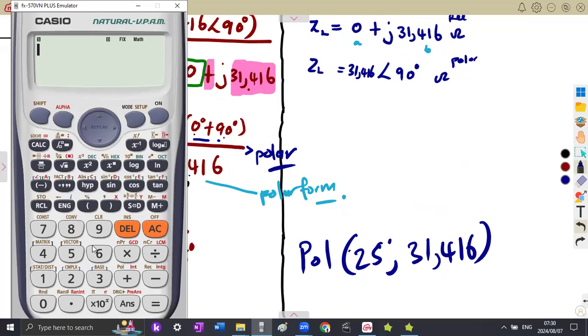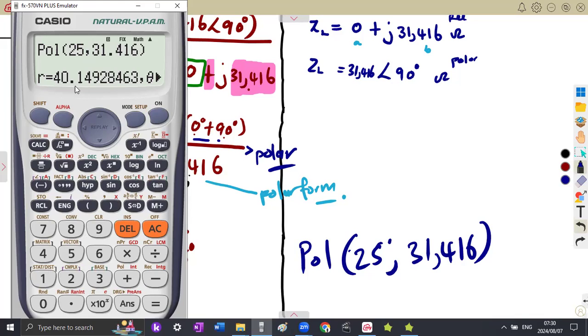So it's going to be shift. Then you press this pole like this. So you press 25. Then you separate this by a comma, not this dot here, but this one on this bracket here. There's a comma there. So it's shift. You press that. So that is the comma, not the dot. Okay, then 31,416. So this one you use the normal comma, which is comma 416. You can do this conversion.